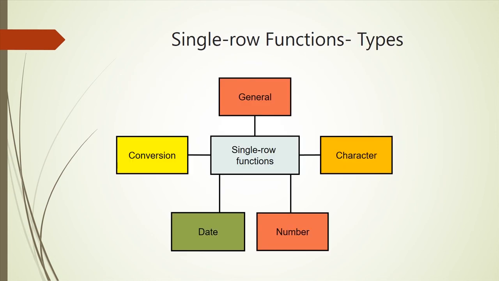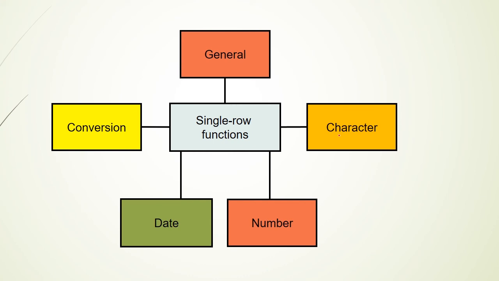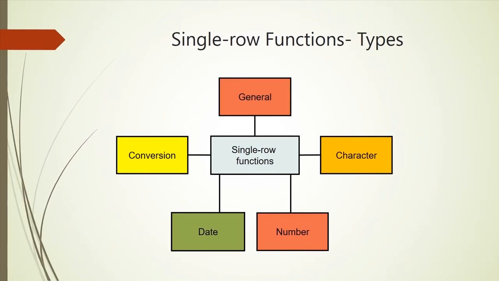chapters. Single row functions are divided into 5 types. The first type is character functions, the second type is numeric functions, the third type is date functions, the fourth type is conversion functions, and the last type is general functions. All these types of functions will be discussed in later lessons and later chapters. So in this lesson we took an overview about SQL functions and SQL function types.